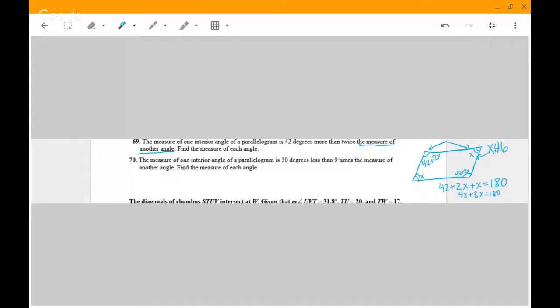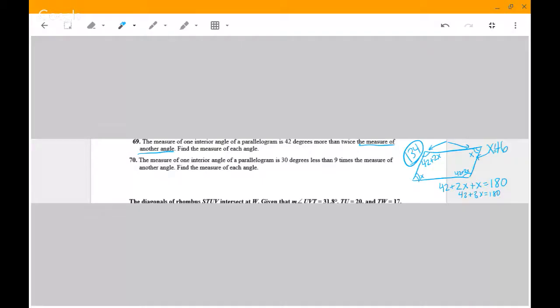And then the other angle would be 134. That is correct. Oh, I just realized you could do 180 minus 46 to get that too. Yeah, either one is fine. Number 70 is the same. It's just different numbers to set up your variable equation.